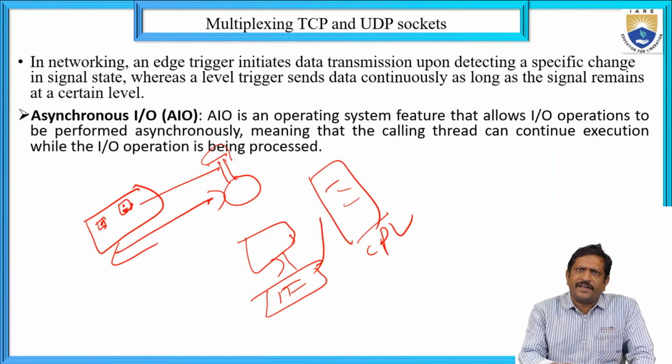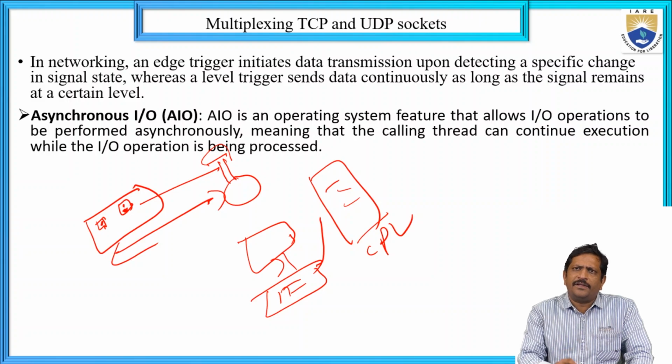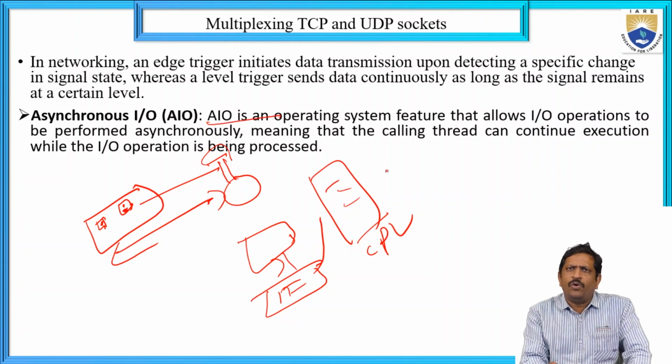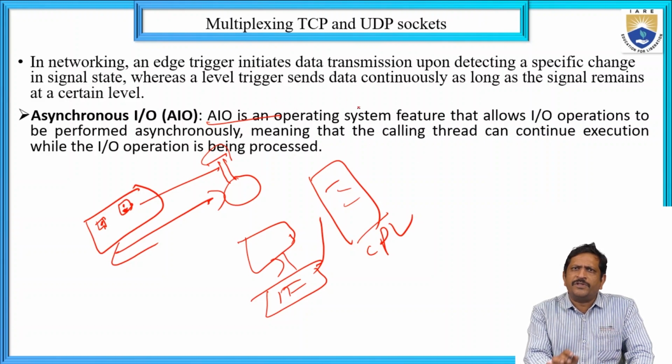In asynchronous transmission, the device takes time for performing one task and then moving on to the other task. That means task to task, which takes a time delay. That is asynchronous. Input and output operations can be performed asynchronously. So here AIO, asynchronous input output, is an operating system feature.